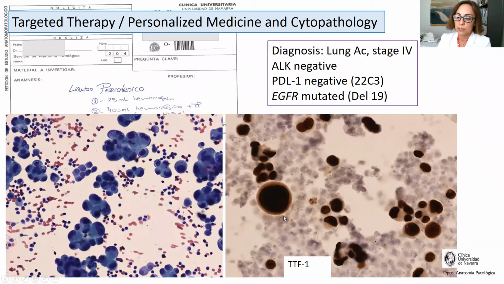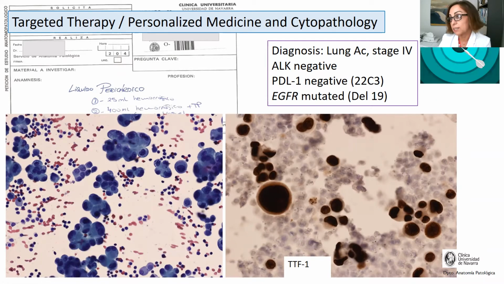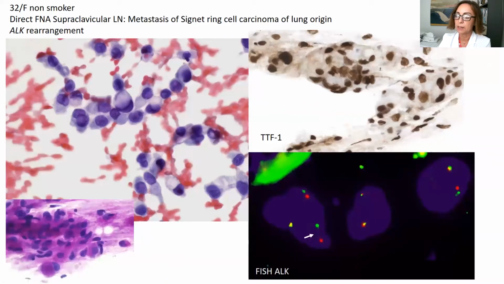And at the end, just with these 2 slides, we can diagnose the patient as having a lung adenocarcinoma, stage 4, and in the cell block we performed more studies. ALK was negative. PD-L1 using the 22C3 clone was also negative. And we performed a study of EGFR, and we found a mutation, a deletion of exon 19 of EGFR. So this is a kind of very simple precision medicine. Now let me show you the second case.